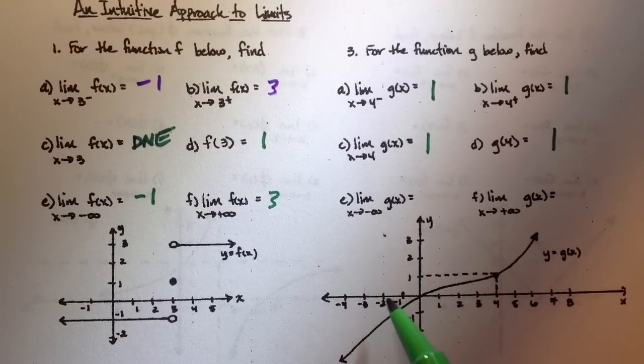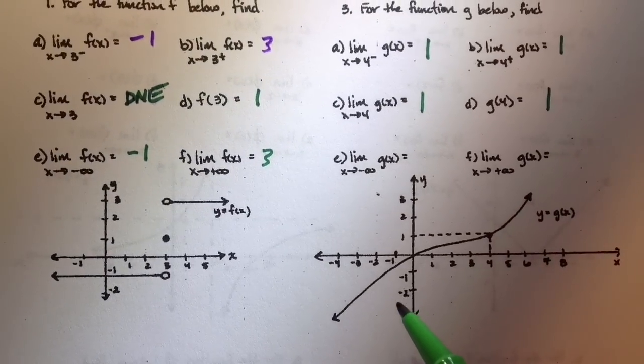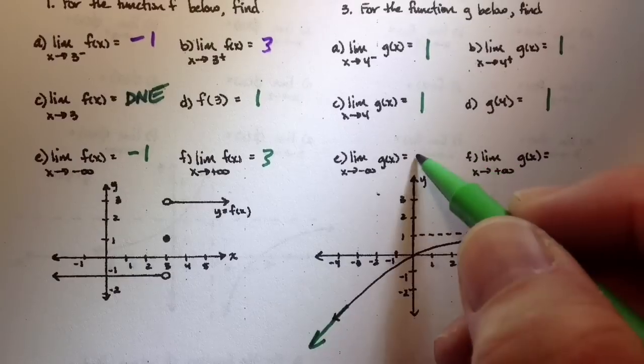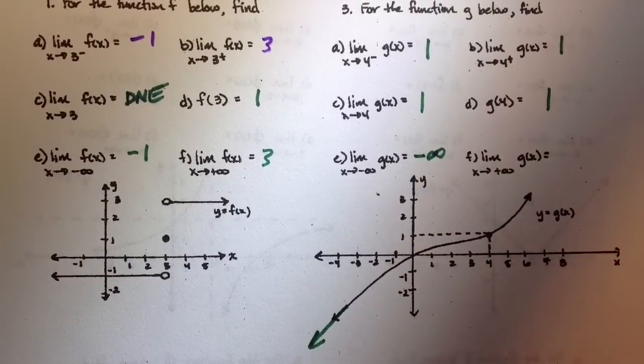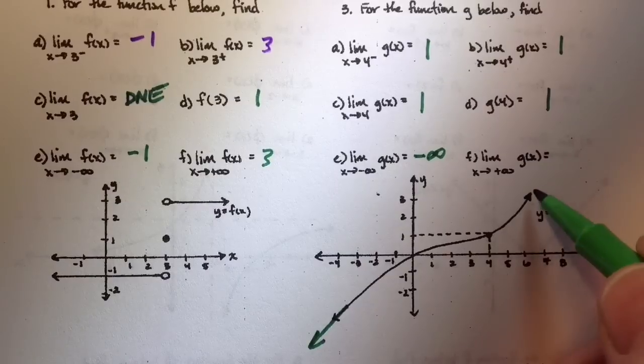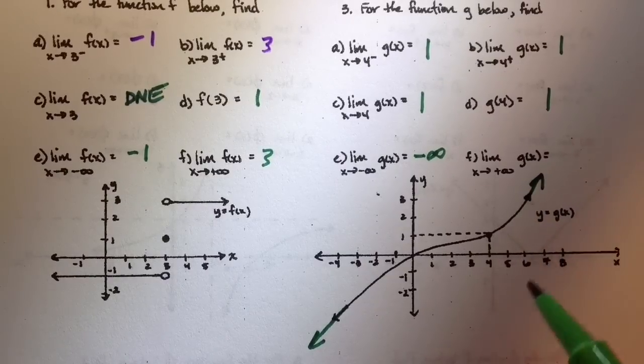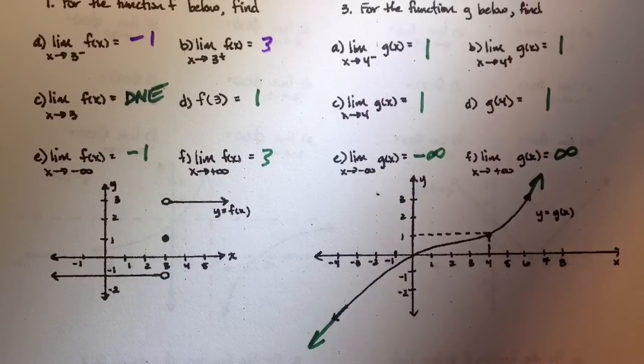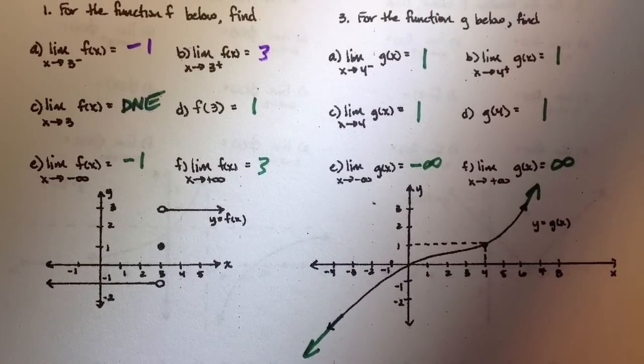As x approaches -infinity, what it looks like is going on is that this function is continuing to go down toward -infinity, so we would say -infinity. And then as x approaches positive infinity, it looks like the function's values continue to get higher and higher, so we would say positive infinity for that limit as well.